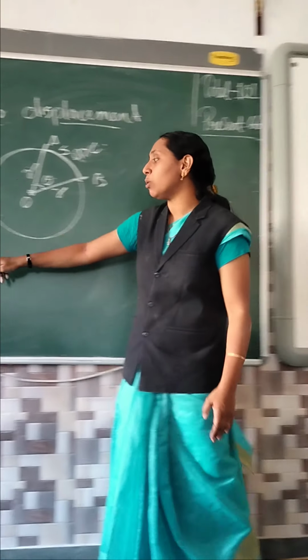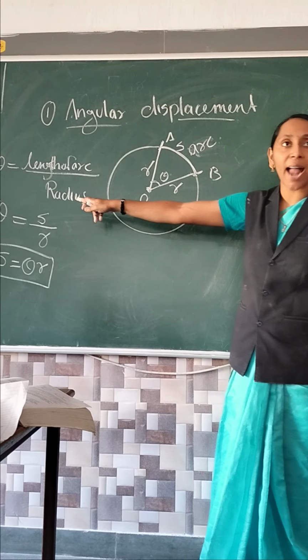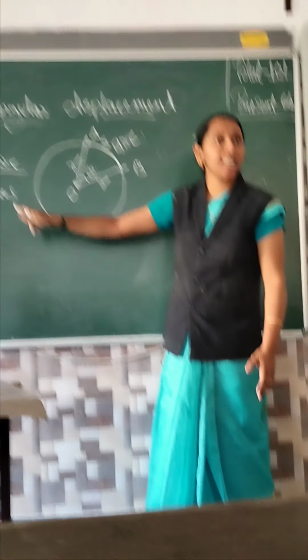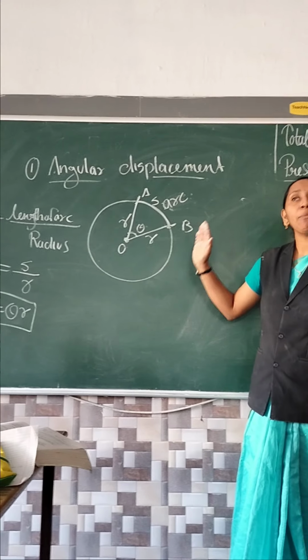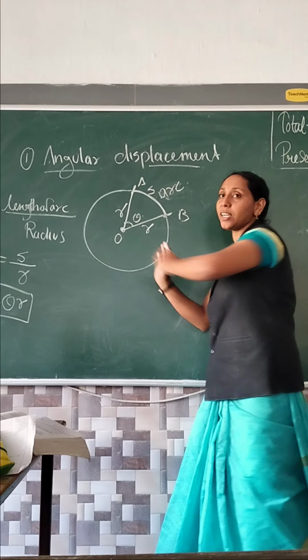S equal to theta r. Otherwise, theta, the angle, equals S by r. Listen here. In this condition, I am only considering a part of a circle.